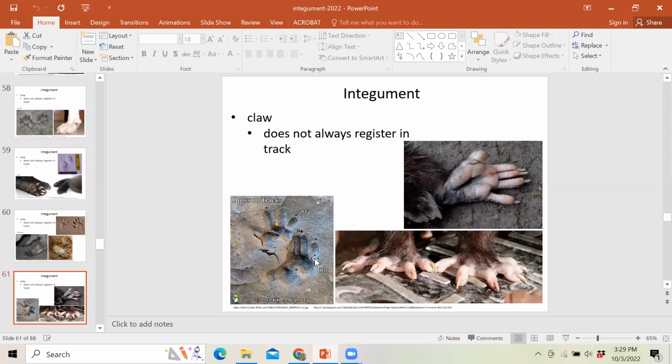Here's a Virginia opossum. There's no mistaking that track for anything else in North America, especially the hind. Look at the hind, looks like a primate. Look at that thumb. The front is somewhat raccoon-like.